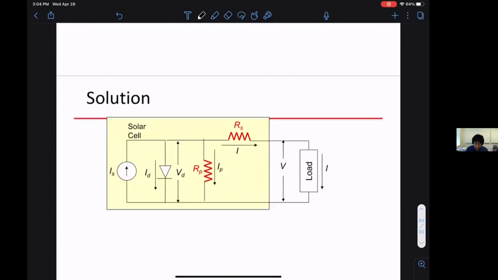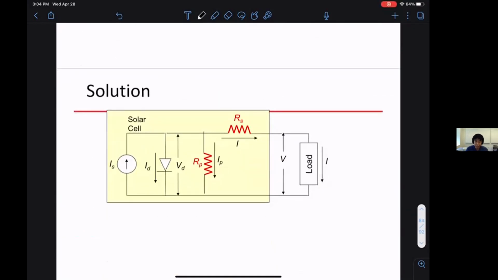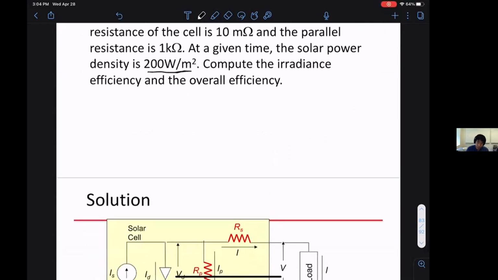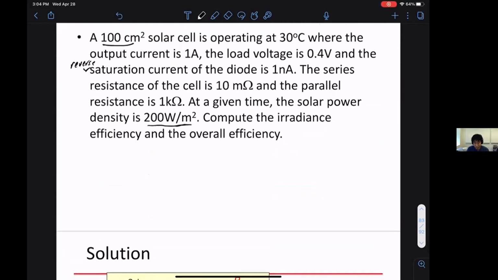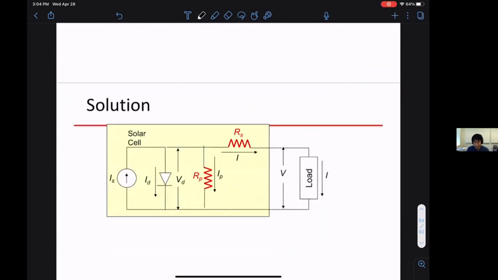So our goal is, given a circuit that looks like this, to compute how much power gets to the load and compare that with the solar power density of 200 watts per meter squared. We want to see how much of this 200 watts per meter squared makes it to power the load.